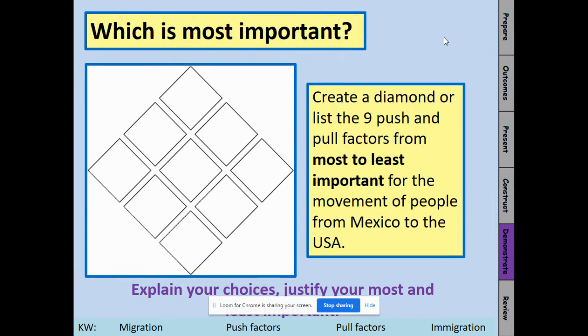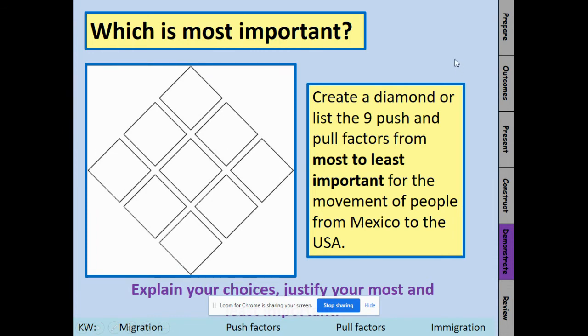I'll also put a document about this with this template on if you wanted to use it, or if you don't want to do this pretty diamond, you can just list it. But when you are doing this, I really want you to write a few lines just to say why you have put the first one at the top and why you have put the bottom one at the bottom. Why do you think employment, for instance, is the main reason? Really try and make that really, really clear.